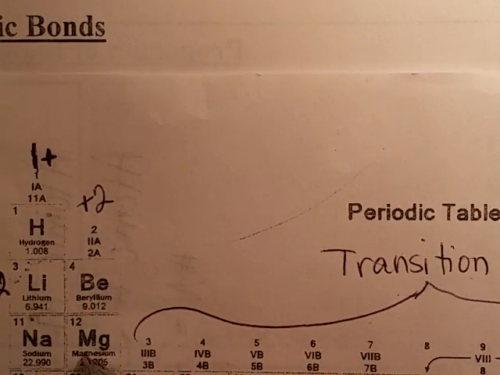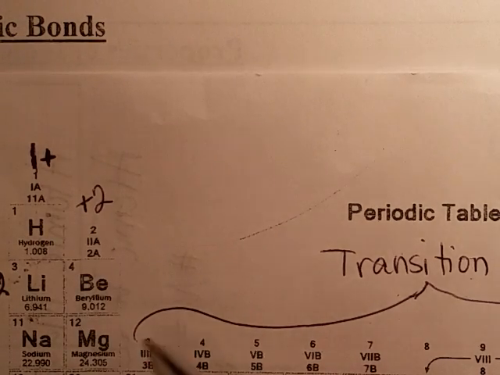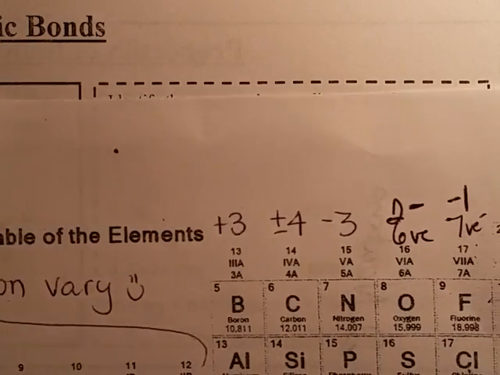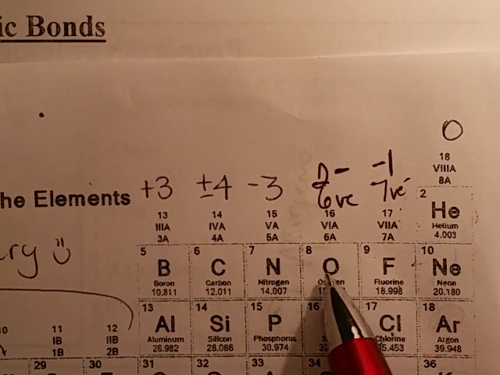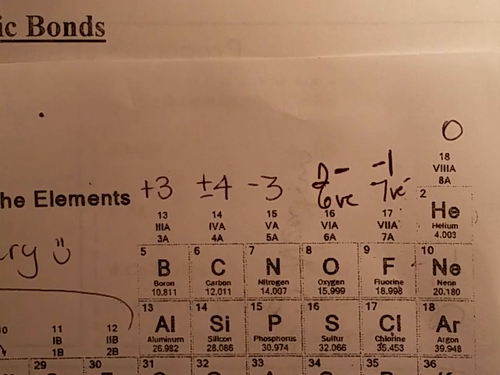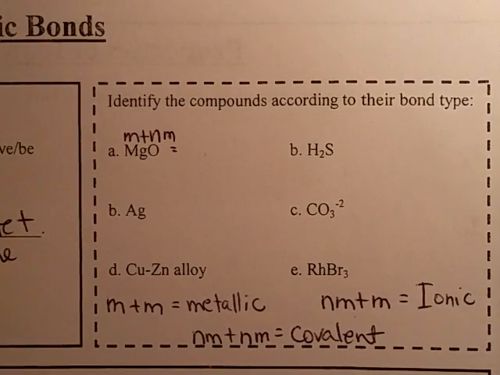Magnesium is in group 2. This is on the left part, so it would be considered a metal. And oxygen is in group 16, and it's on the right part, past the dividing line of metalloids. So it is a nonmetal. So what kind of bond does magnesium oxide have? Ionic.